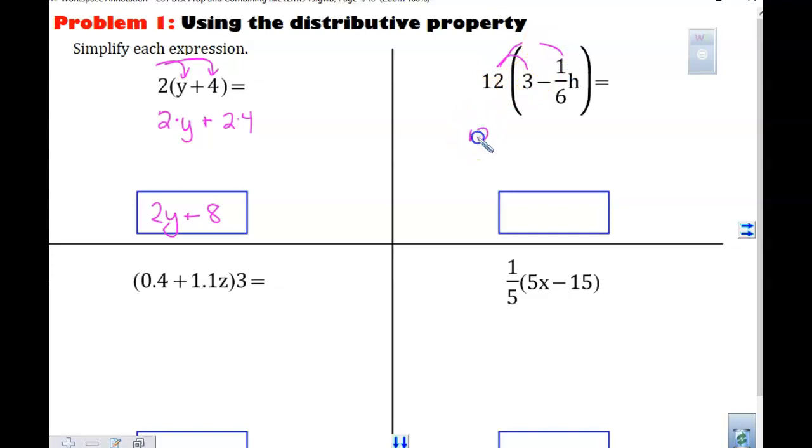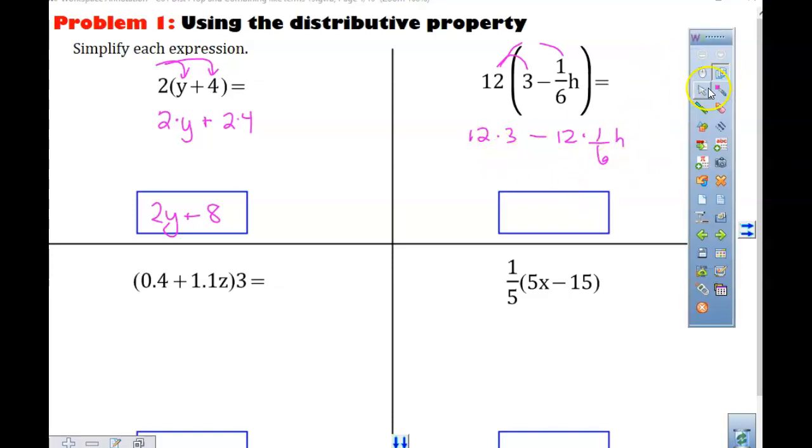If we're doing this next one, people always get a little worried when they see those fractions. Remember, you are taking 12 times 3, then you have a minus, and you are taking 12 times 1/6 h. Now, 12 times 3, no problem. We are looking at 36.